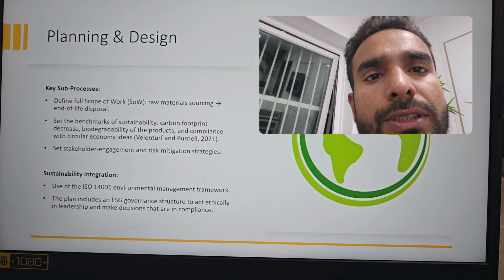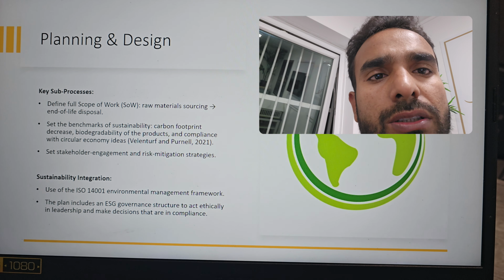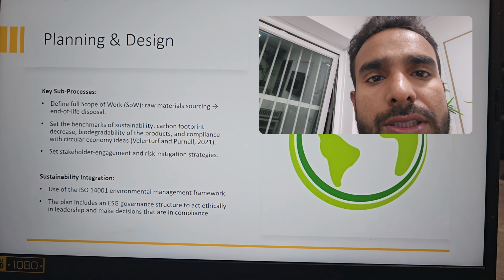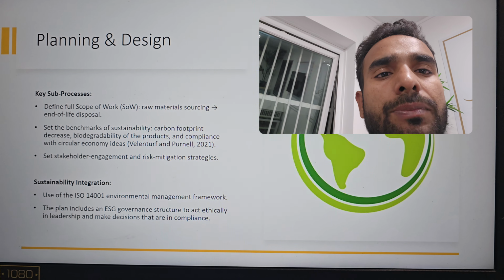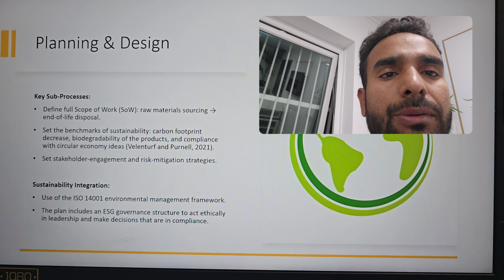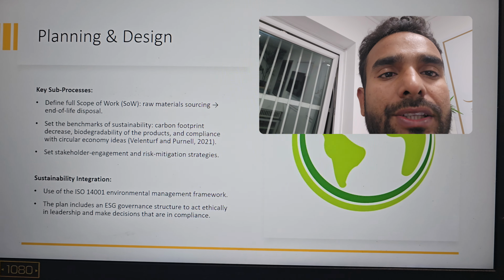There are some key points. Define the full scope of the work, like raw materials sourcing and end of life disposal. Second one, set the benchmarks of sustainability, that is carbon footprint degrees, biodegradability of the products, and compliance with the circular economic idea.